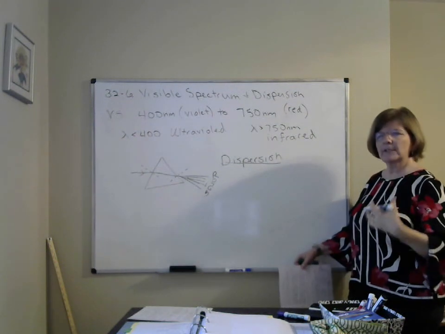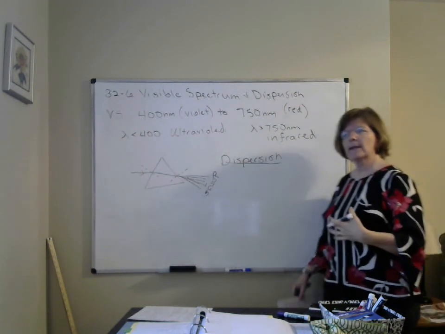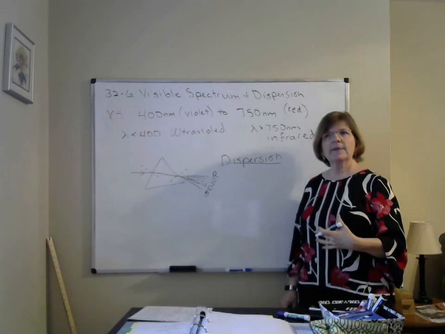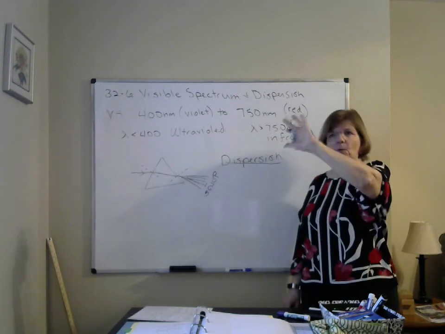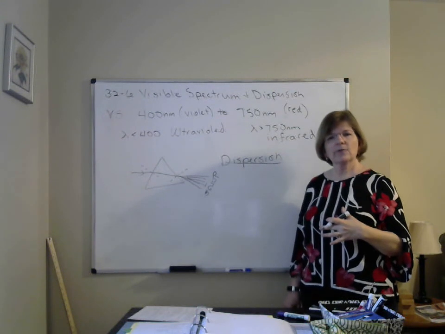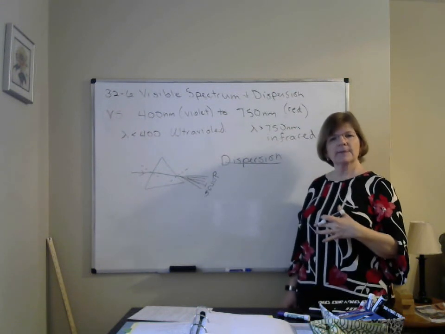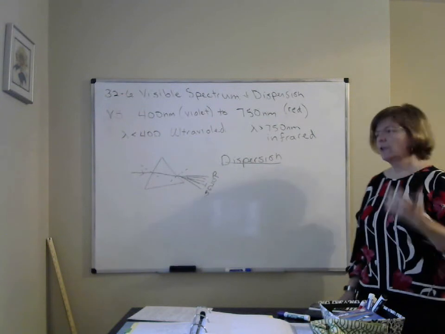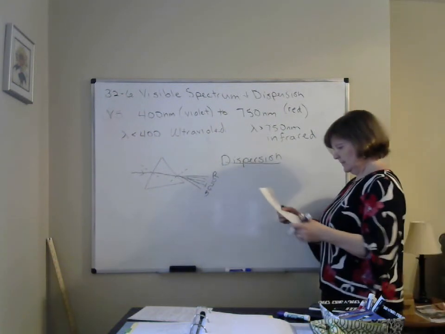Another example of dispersion you're probably familiar with is a rainbow. If the sun is at your back and there are water droplets ahead of you, those water droplets act like little bitty prisms, and the result is you see a rainbow.